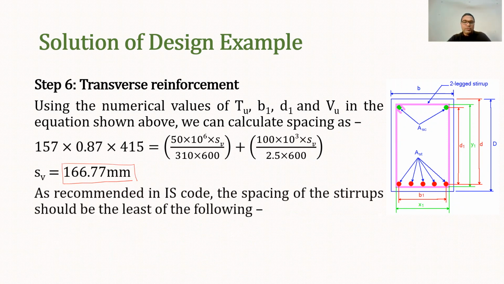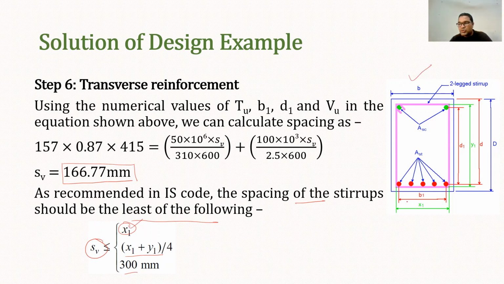Also, the IS code has recommended that the spacing of the stirrups should be the least of the following, which is this one. SV should be less than (x1 + y1)/4 and 300 mm. To get this x1 and y1, we again need to take help of this diagram. So what is this x1? X1 is the center to center distance of the stirrups.